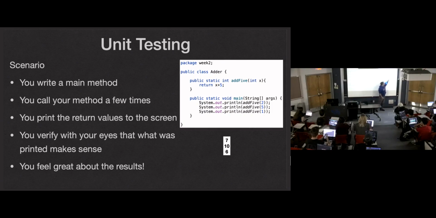So the first thing I print out is add5 of 2. I would expect that to return 7. So I check the first thing I print to the screen is 7. Feeling good about that. 5 plus 5 is 10. 1 plus 5 is 6. I'm getting the right values here. And I'm feeling pretty confident that my method is, in fact, doing what it's supposed to be doing.